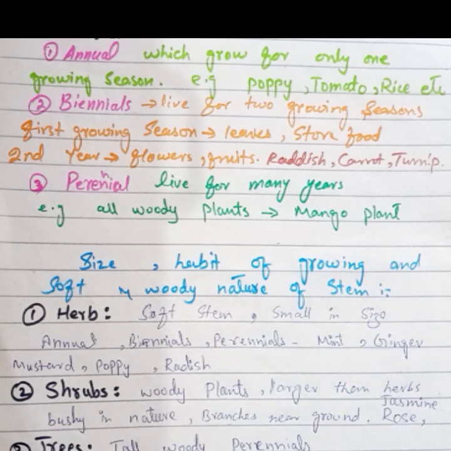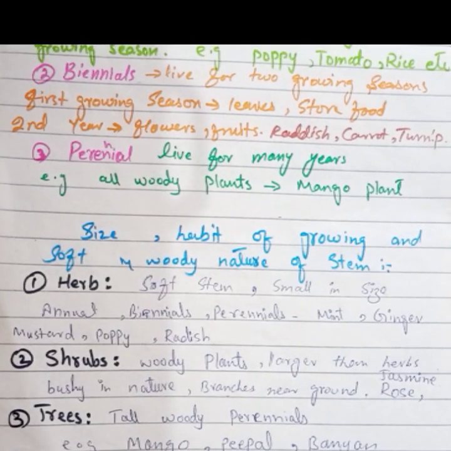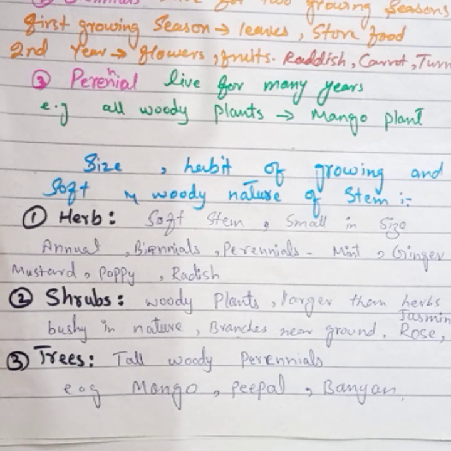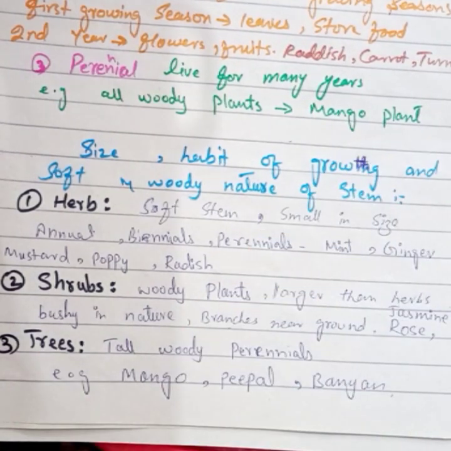Okay. Then we will classify the flowering plants on the basis of size, habit of growing, and soft and woody nature of the stem. Means how tall the plant will be, and what is the habit of these plants, that how they will grow. Habit of growth, not growing. Okay, this is what habit of growth. So on the basis of size, the habit of growth, and soft and woody nature, either their stem will be soft or their stem will be woody and hard and strong in nature. So on this basis, we can classify the plants into 3 main types. The flowering plants. The first one is the herb.